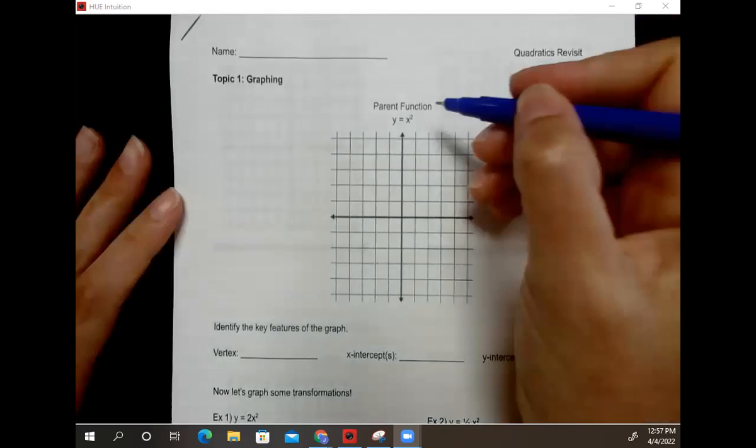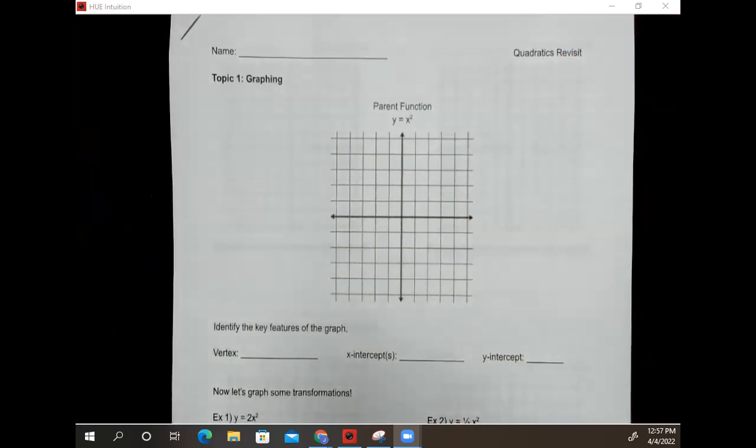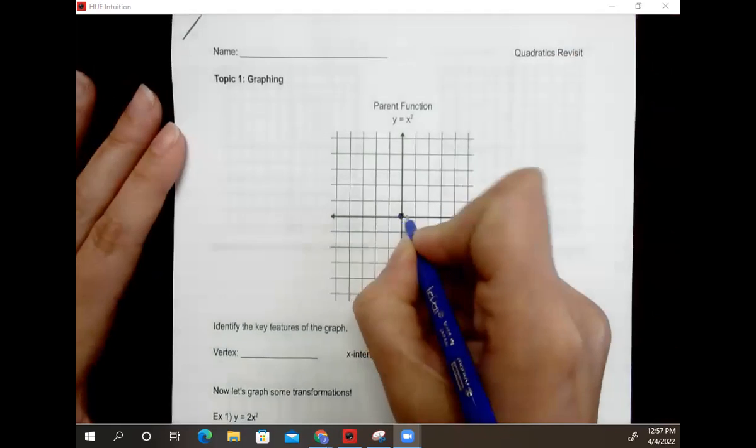So the very first thing I want to talk about is the graph of what we call the parent function. So the most basic quadratic function we can have. It's got no bells and whistles. It is just plain old x squared. Okay. The graph of this thing has its vertex right at the origin.